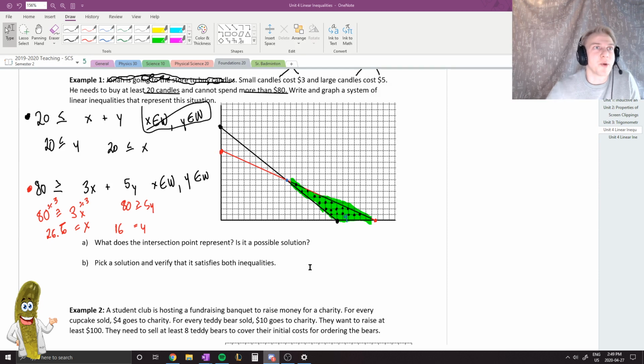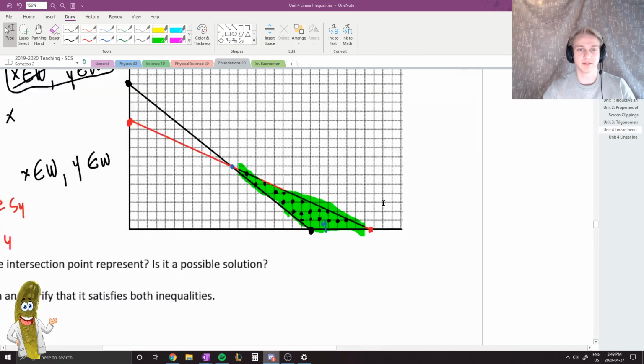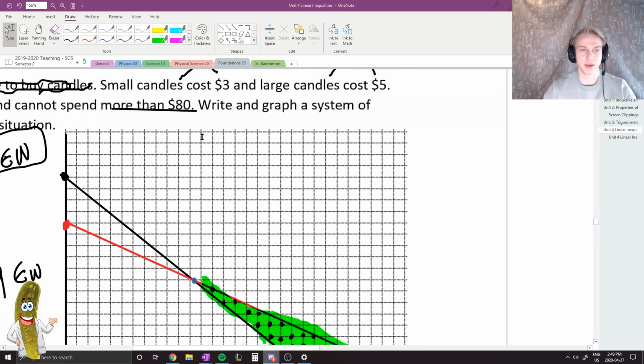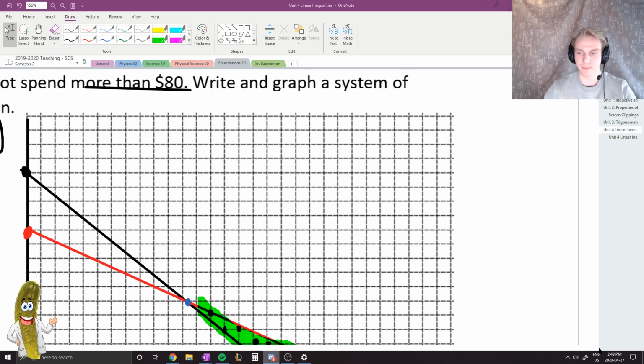Okay, I'm going to pick on someone then. Mackenzie, I haven't heard your voice in about a month. That intersection point, is it a possible solution? And what does that point actually represent? Okay. Why do you think it would be a possible solution? What would tell you that it would be?